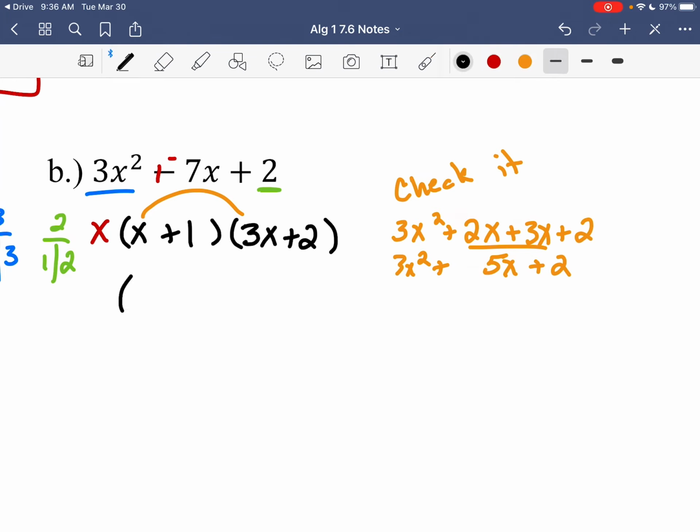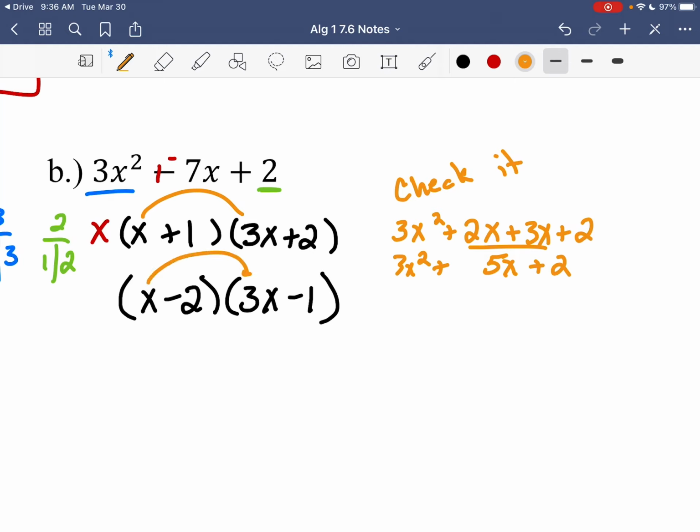So let's go ahead and try flip-flopping them. Let's put the x with the 2 instead, and let's make it a negative 2. And let's put the 3x with the 1 and make it a negative 1. And see if that worked. Again, a lot of trial and error. You'll eventually get to a point where you'll start seeing some patterns, but until then, we just keep trying.